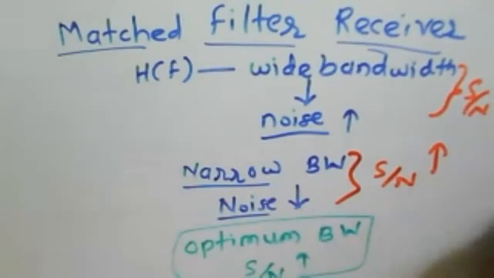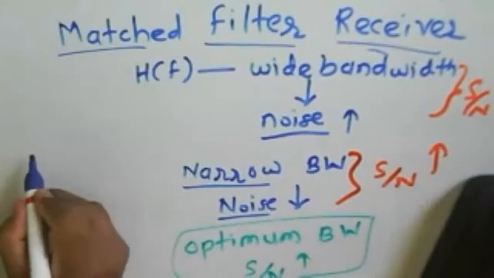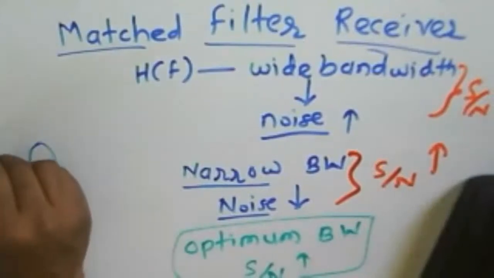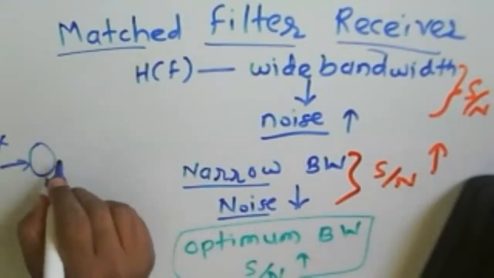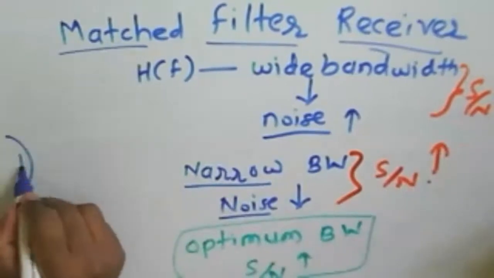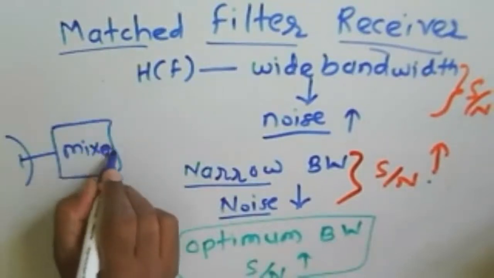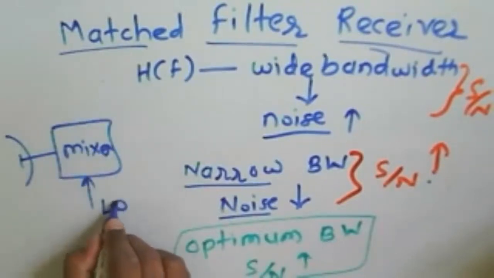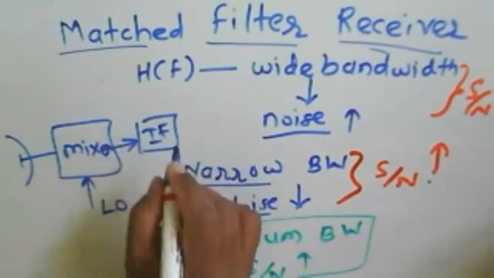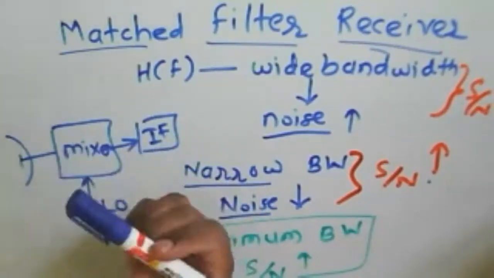Because at a receiver, ultimately from the mixer, we have the signal received from the transmitter. We can write it another way. We have the antenna. From the antenna, we get the signal to the mixer. For this mixer, we provide a local oscillator. After that comes the IF block. This IF block will determine the bandwidth of the receiver.